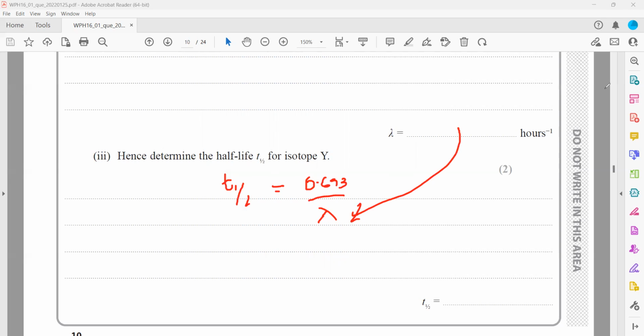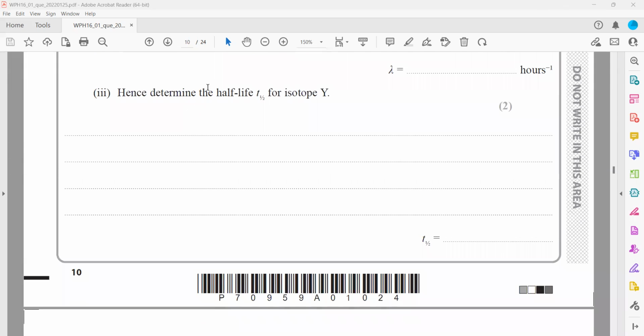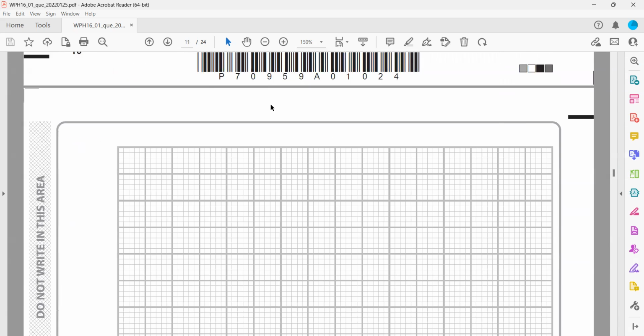So the remaining part is related to the graph. Finding lambda is from the graph, the gradient, and from the gradient you will determine it. After getting the gradient, the half-life is 0.693 over lambda, so you can determine the half-life.